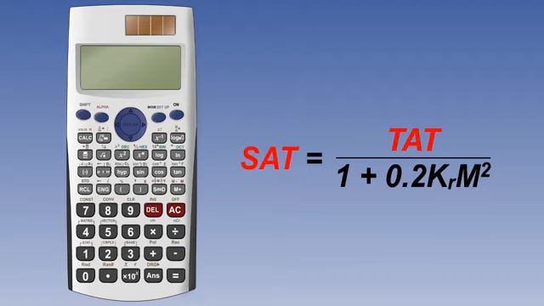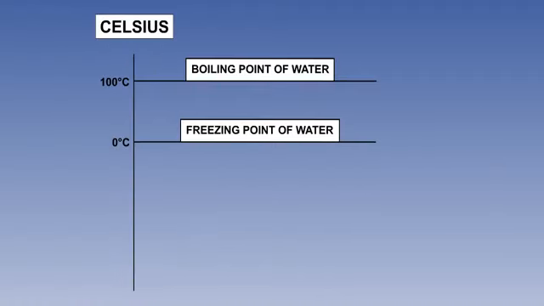Before we continue with a worked example, we need to explain that both SAT and TAT in this equation are in degrees absolute, or Kelvin. When Celsius designed his temperature scale, he chose the boiling point of water as 100 degrees Celsius and the freezing point of water as 0 degrees Celsius. This seemed reasonable, given the state of physics at the time.